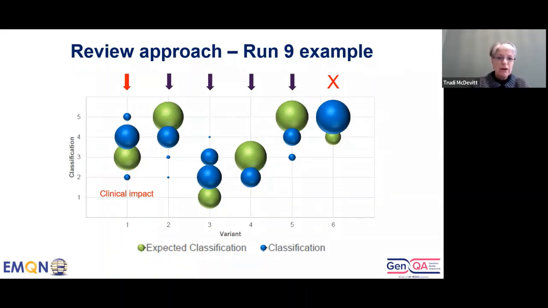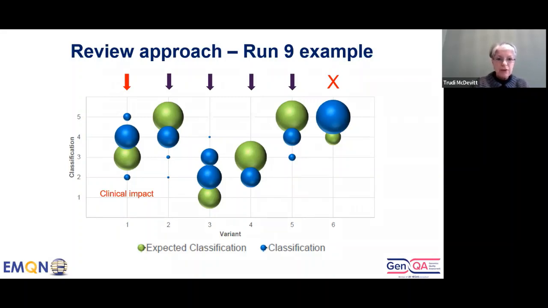6 variants that were assessed during run 9. So the variant numbers are along the x-axis and the classification codes on the y-axis. So you can see the first example, the expected is in green, and the observed were in blue. So you can see there's a difference there, a 3 and a 4. So that would be considered an outcome with potential clinical impact.